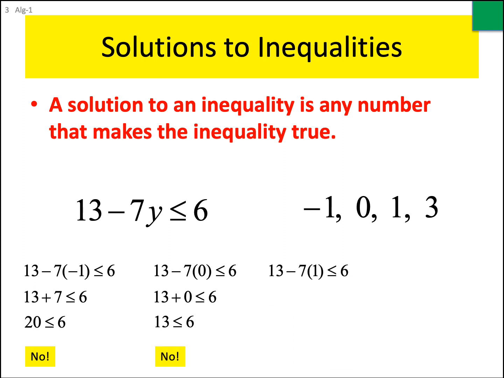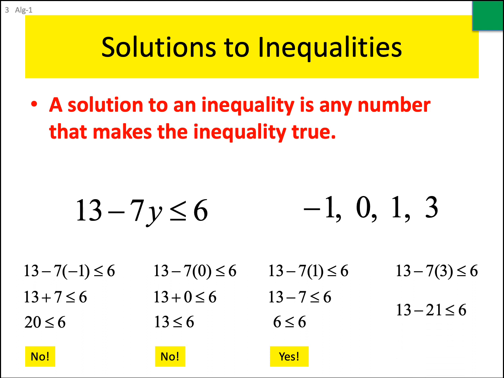All right. 1. -7 times 1 is -7. 13 minus 7 is 6. Is 6 less than 6? No, but it is equal to 6. So that is a skinny yes? I don't know. And then the last one, 3.